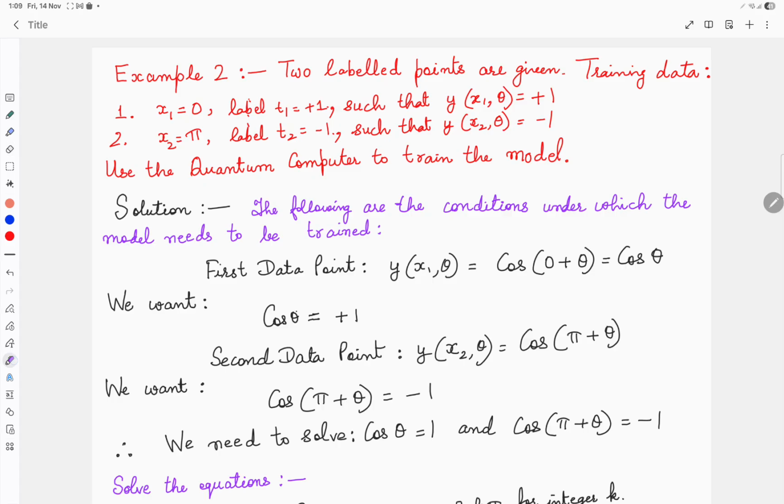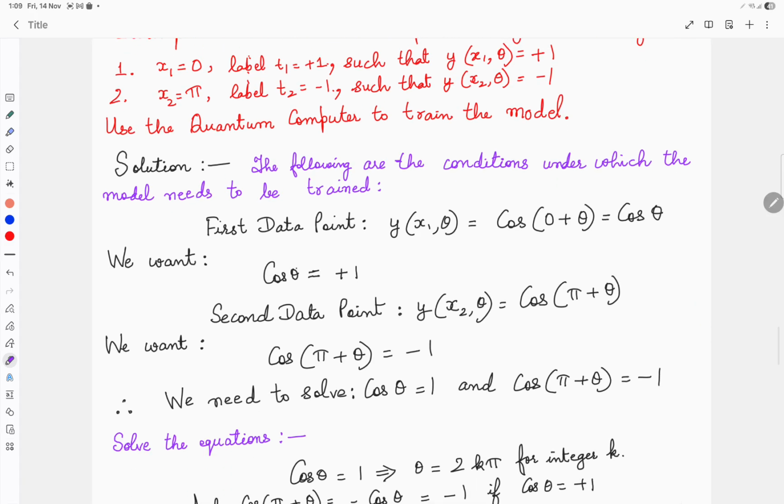The first data is x1 and its label is given to be, that means the target value is +1, such that y of x1 comma theta is +1, and the second data point is given to be x2 equal to pi. Its label, the target value, is -1, such that the predicted value by the model should be -1. Now we have to use the quantum computer to train the model. So let us try to look into the solution of this example.